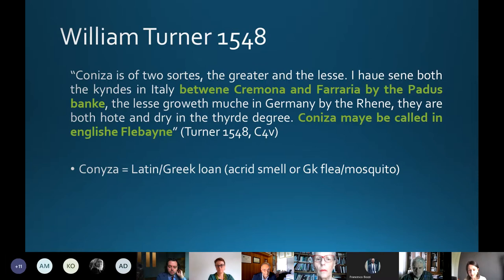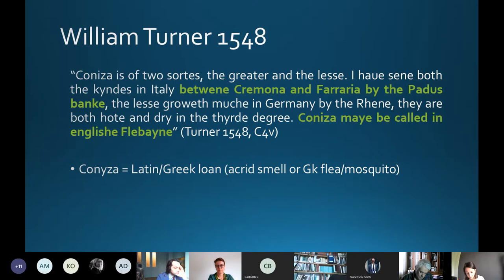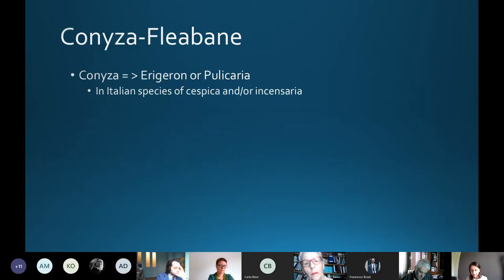So the term Conyza is a loan from Greek through Latin, perhaps. The meaning is obscure, but it has been connected with the acrid smell originating from the dust of the desiccated plant. But it has also been connected with the Greek konops, meaning flea or mosquito. At any rate, today, it designates a genus of plants that comes from the Americas. So it is more likely that what Turner saw were species of Erigeron or Pulicaria.